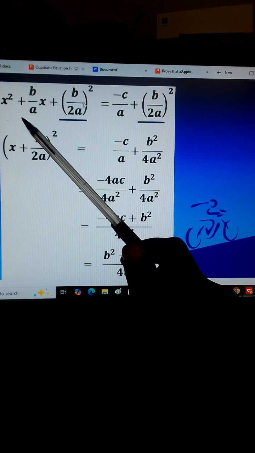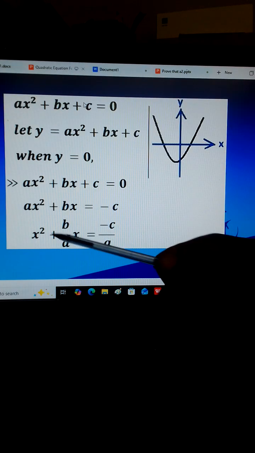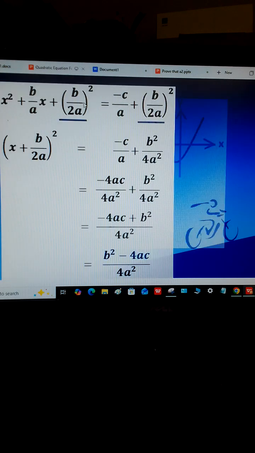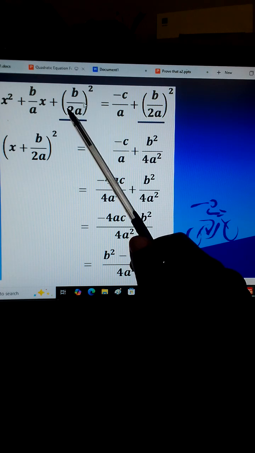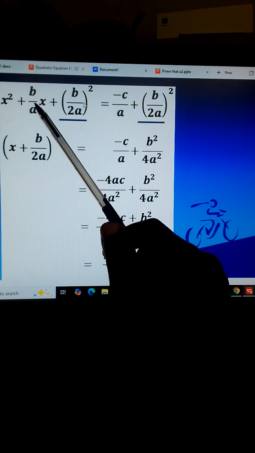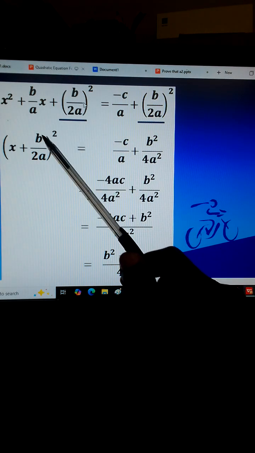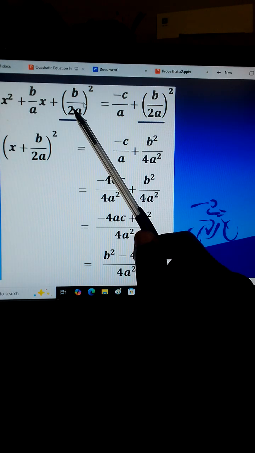Now, we want to make this expression a perfect square, right? This expression here, you want to make it a perfect square. So what we do is that we add this term here. That is half of the coefficient of x, half of b over a, squared. We add it here so that we shall have a perfect square. This is a perfect square. If we expand this perfect square, you'll get this.